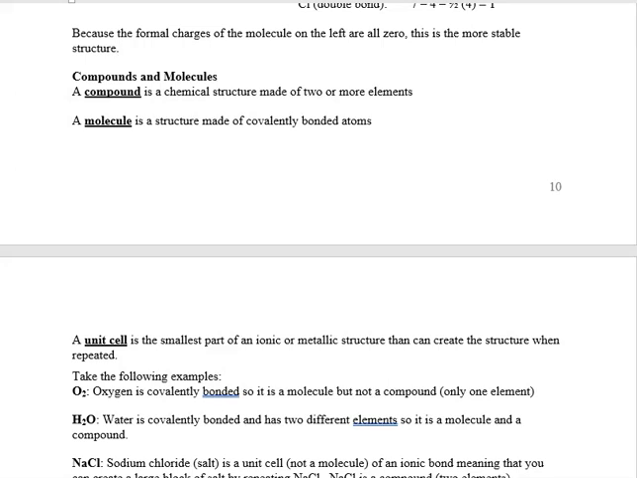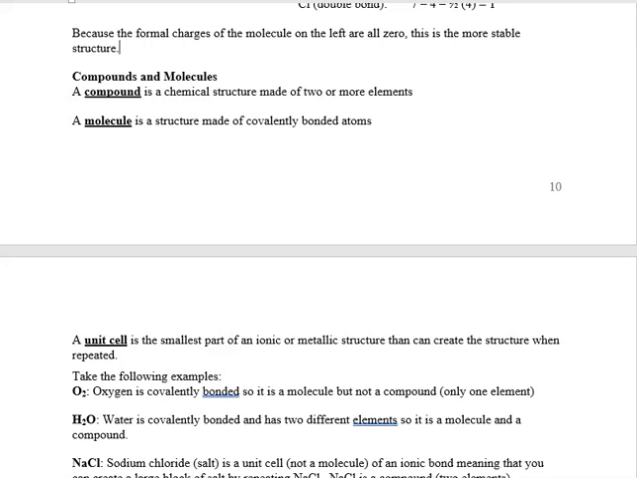Let's talk about compounds and molecules. There's a difference, and sometimes students get these confused. So a compound is a chemical structure made of 2 or more elements. So water, H2O, is a compound because it has hydrogen and it has oxygen. An oxygen molecule, which is O2, is not a compound. It's made of a single element. It is not considered to be a compound.